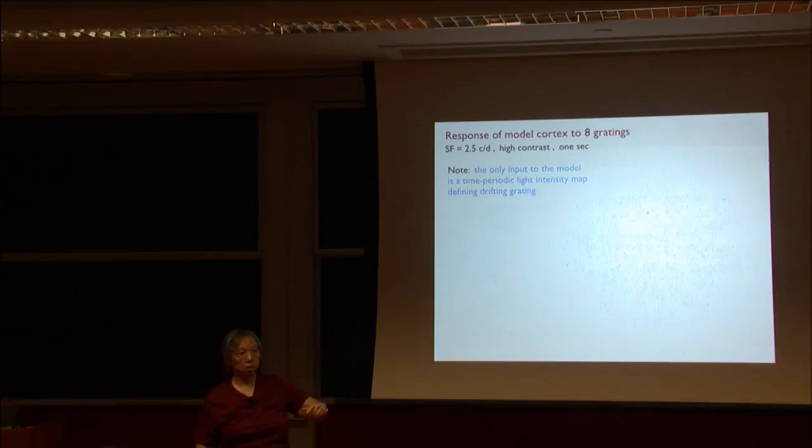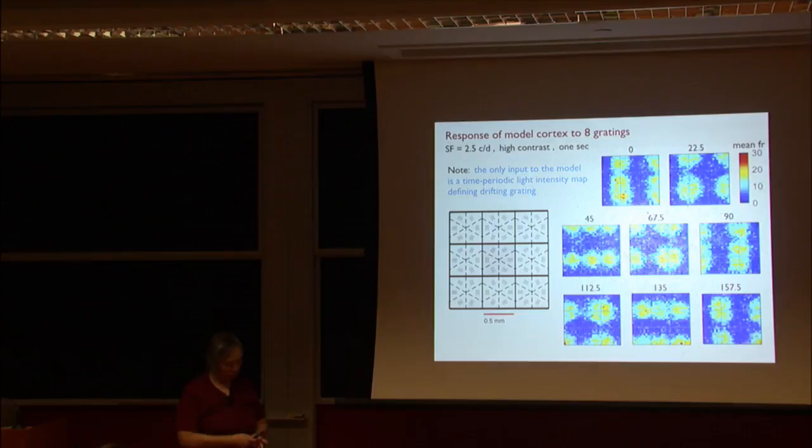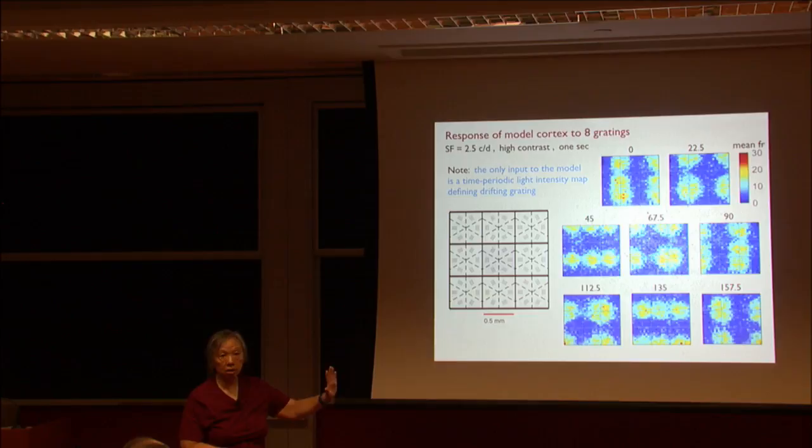The LGN cells respond to that. The LGN tells layer 4 what to do. Layer 4 cells talk to each other and tell layer 6. Layer 6 bounces the signal back. This is what it looks like. The colors indicate firing rate, so the brighter, the higher the firing rate. This is a picture I've shown you before. Each one is a hypercolumn, and I've indicated the locations with their intended orientation.